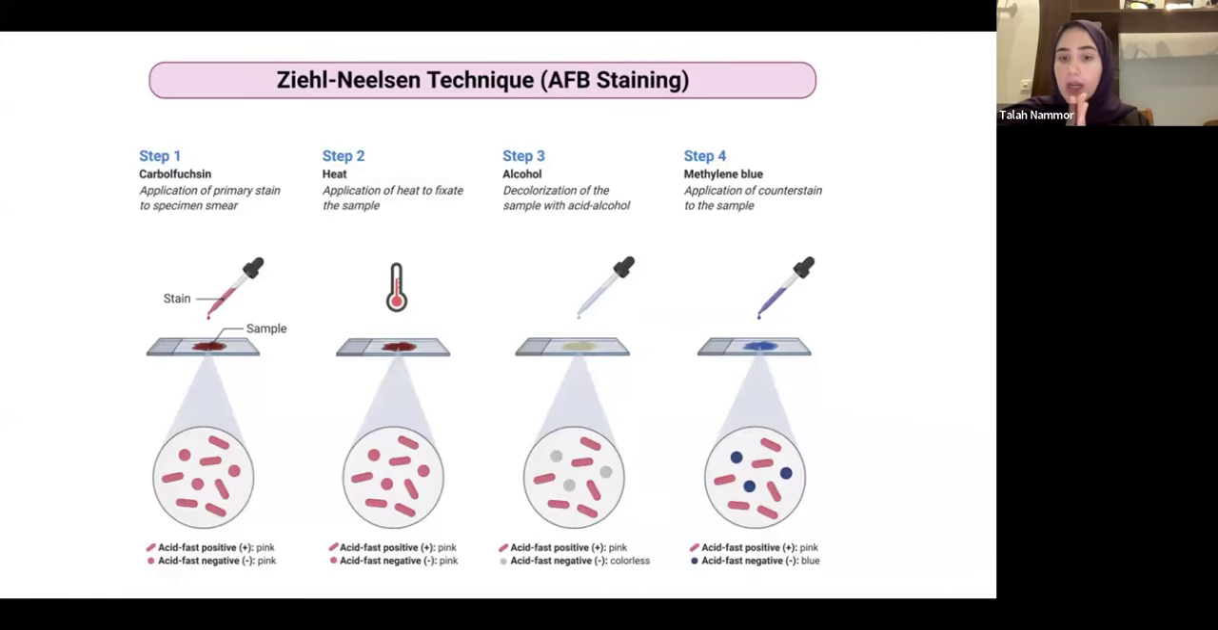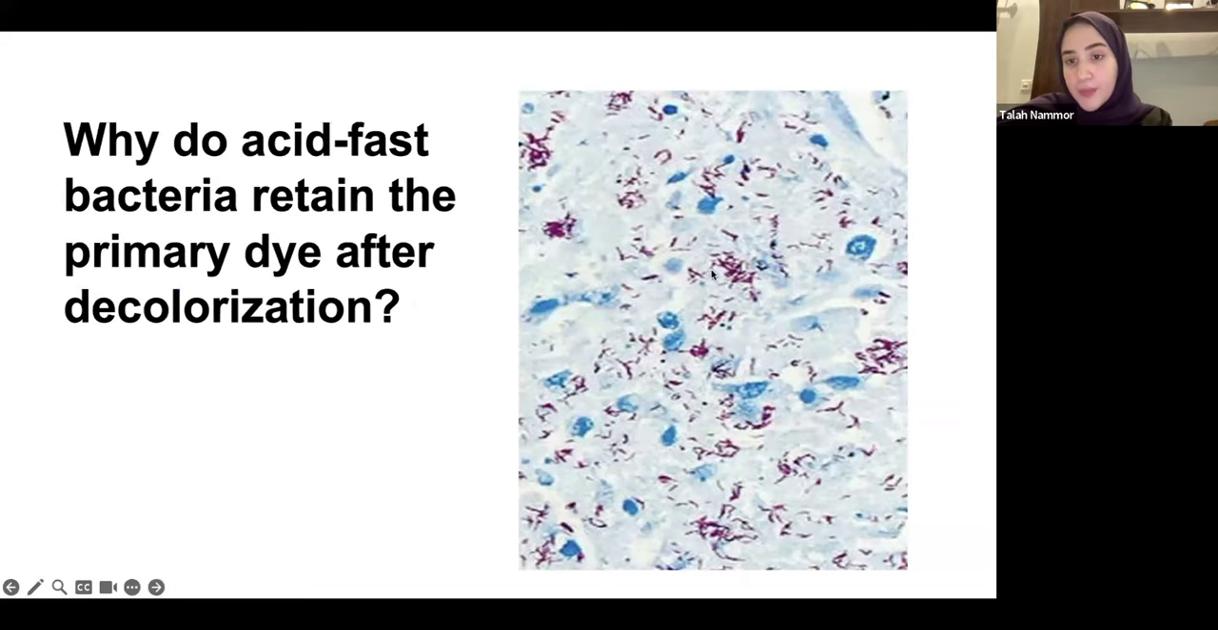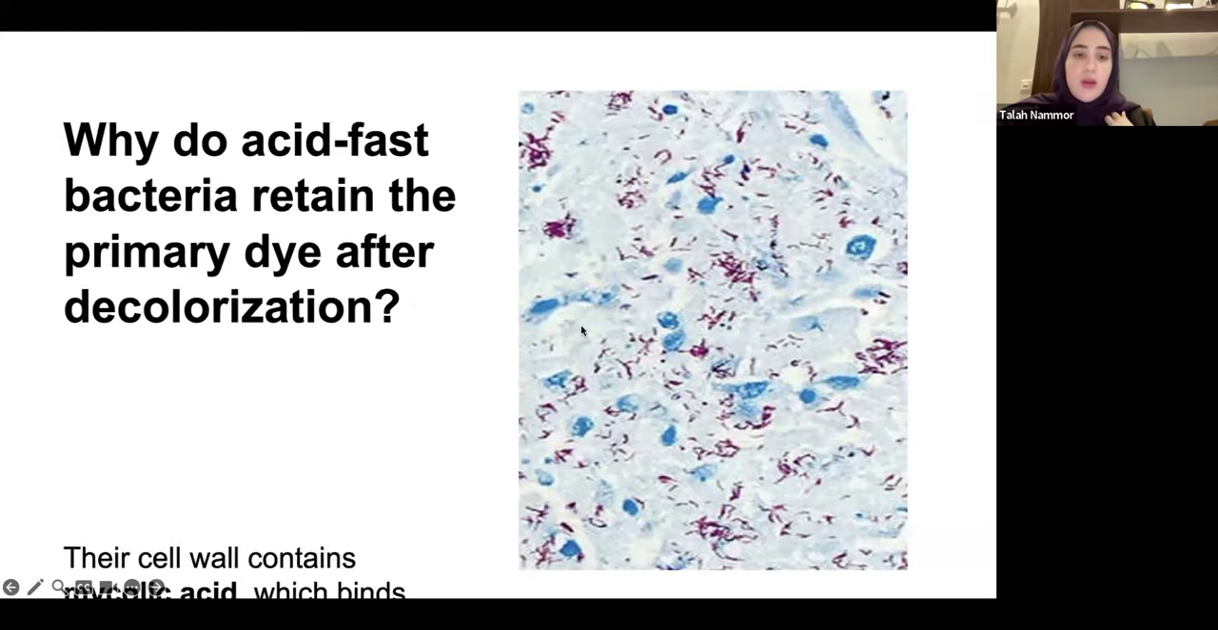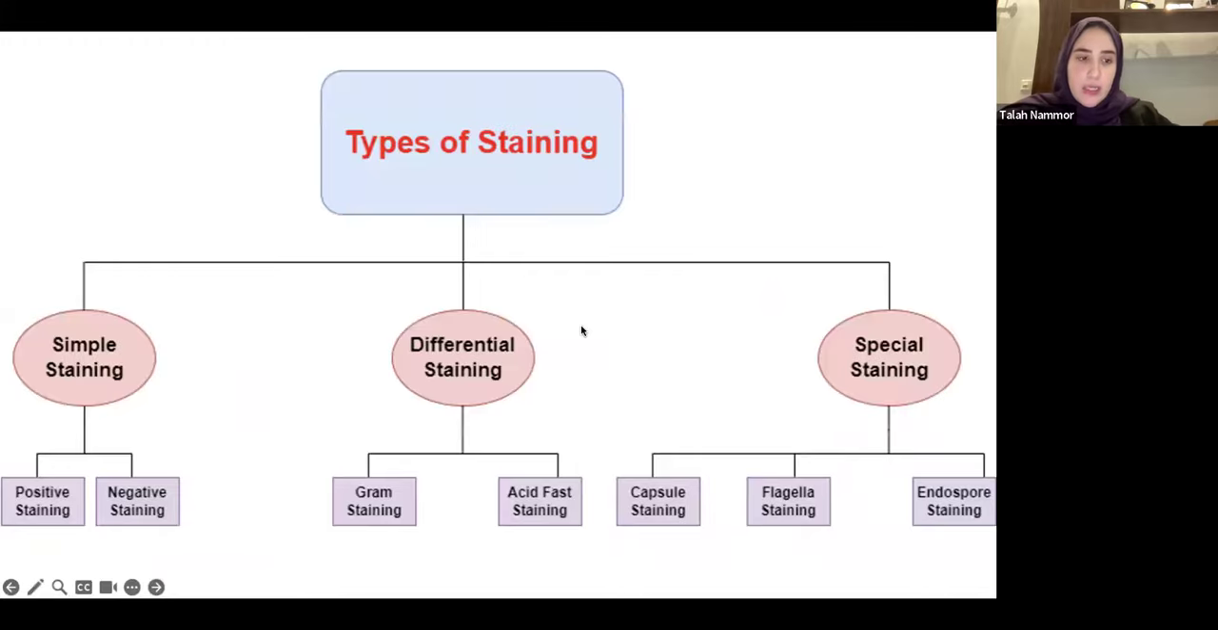So basically, لأنه عندنا mycolic acid in TB or like a specific acid fast bacteria, because they have mycolic acid, they will retain carbolfuchsin, and that's why they look pink. So you see these pinkish clusters, these are the bacteria. Okay, I hope it's clear.